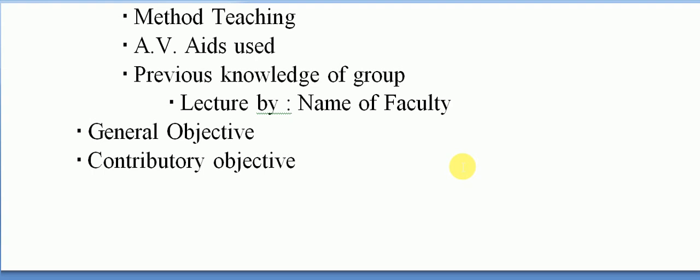Then we prepare the general objective of whatever subject we select, whatever lesson plan topic we select. We just prepare the general objective that at the end of the lesson plan the student must learn this type of skill, this type of lesson, and gain experience of this lesson and implement it in the community, in the clinic, with a positive attitude. It is the general objective. Then the contributory objective, it depends on the topic.